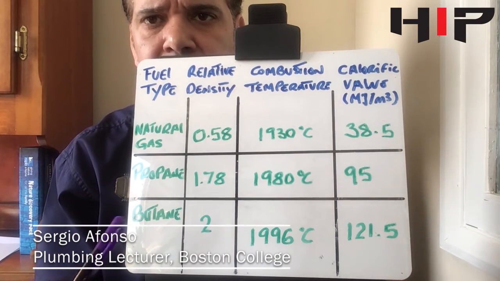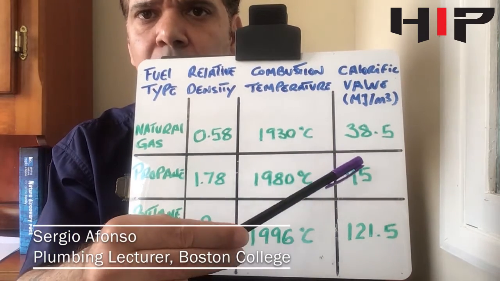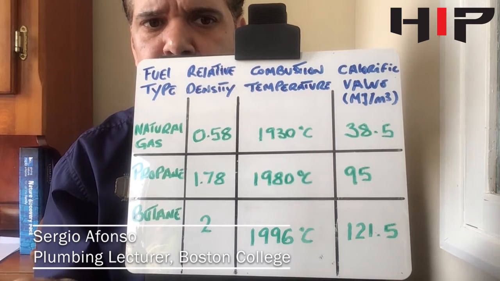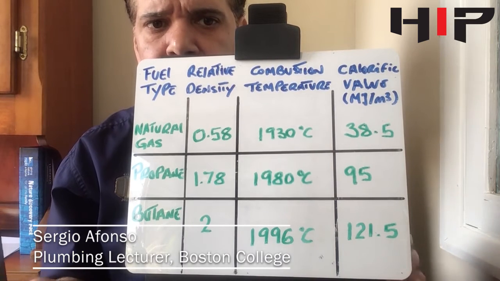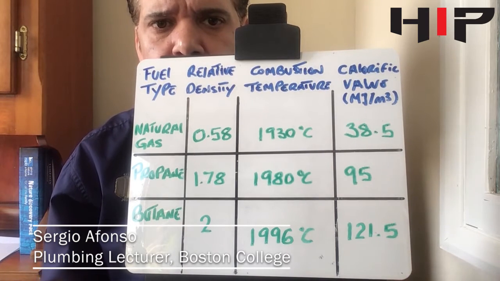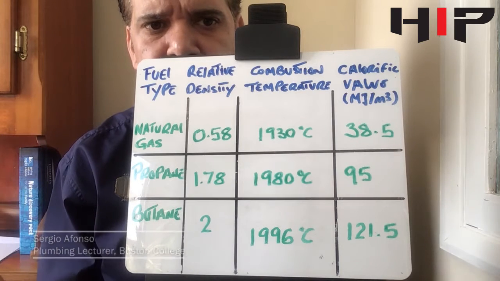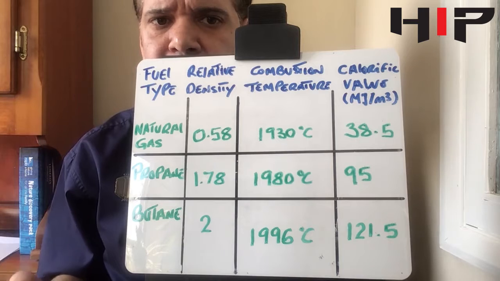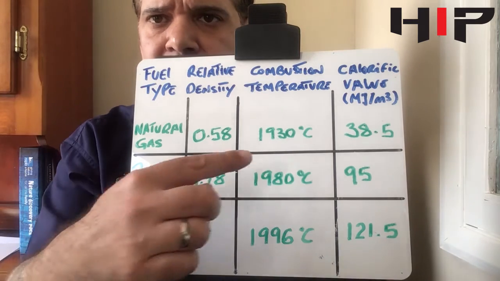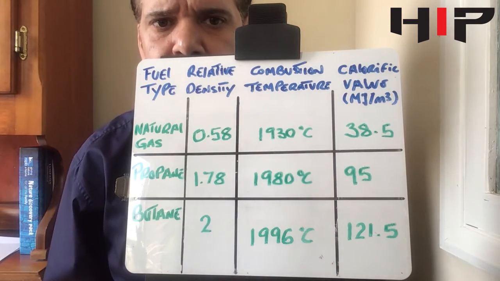Also, as you can see, the calorific value is 38.5 megajoules per cubic meter. So the calorific value gives us the heat. The flame temperature of natural gas is around 1930 degrees, as you can see.